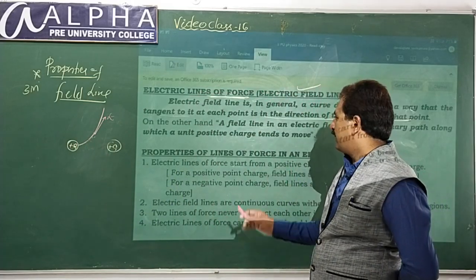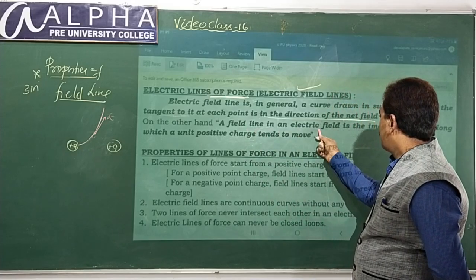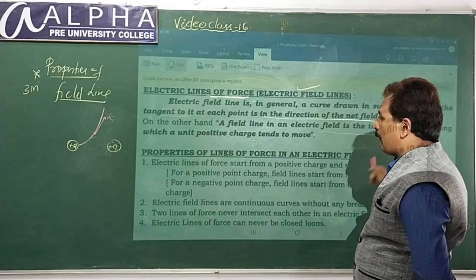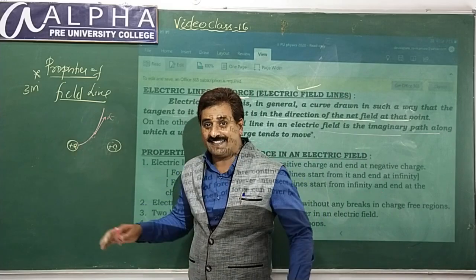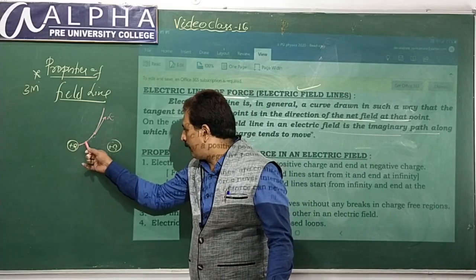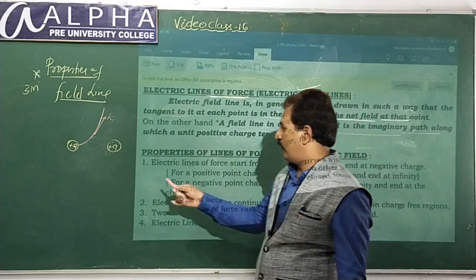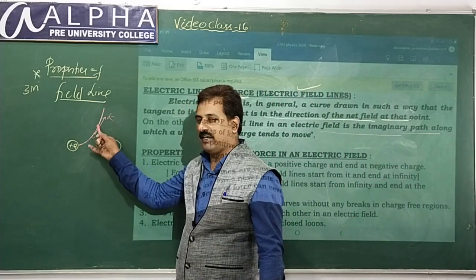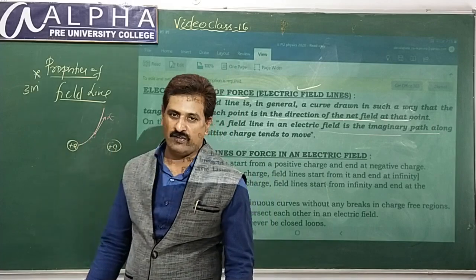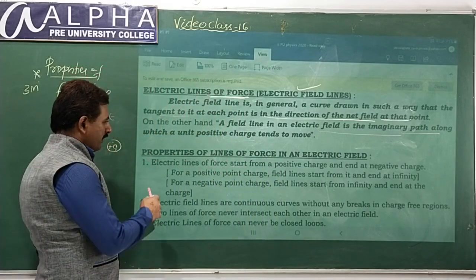Or simply you can say a field line in an electric field is an imaginary path. It doesn't exist physically. It is an imaginary path along which a unit positive charge tends to move. If you release a charge, it tends to move this way. That is the direction of the field. And some of the points you need to remember.